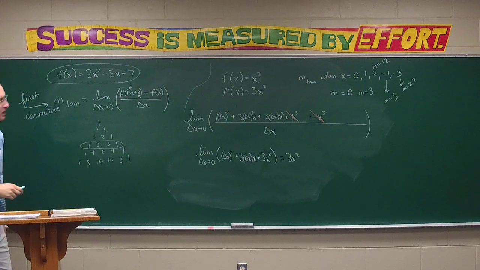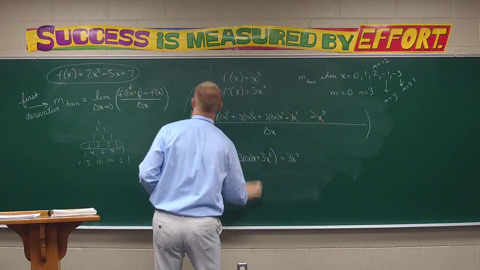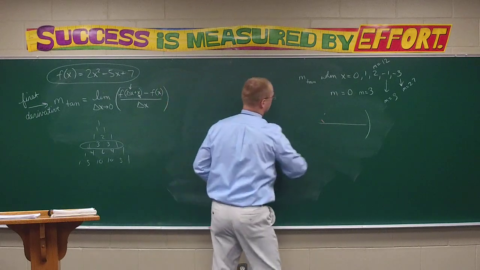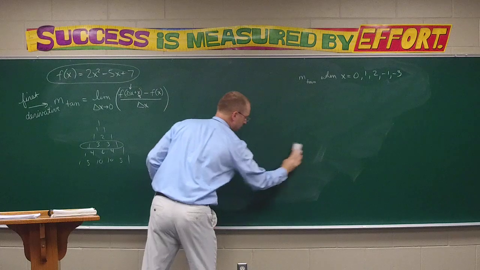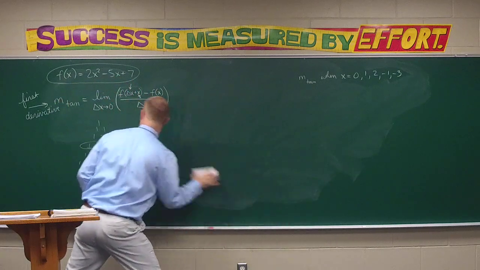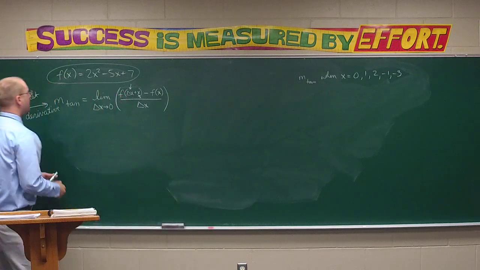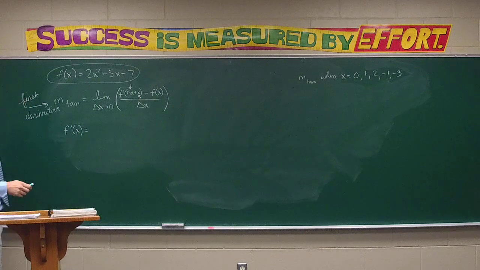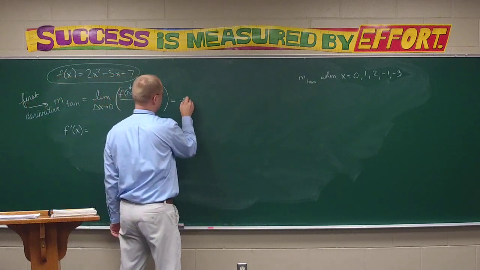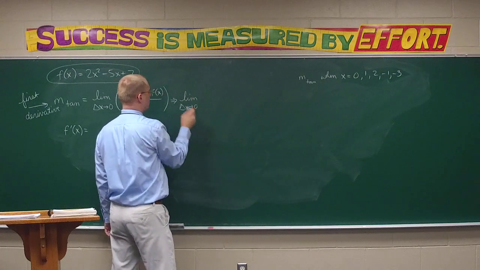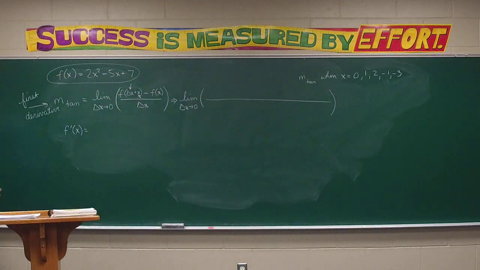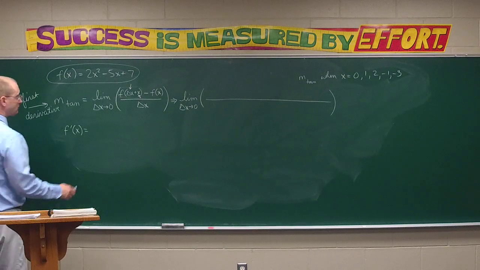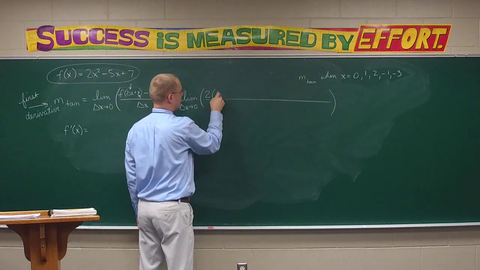Let's do this guy here as our function this time. And let's find the first derivative. Again, I'm going to find 5 different slope points as we find f prime of x. So, we're going to want the limit as delta x approaches zero. For Jamie, what do I do? Plug it in. That'll be 2 times delta x plus x squared.